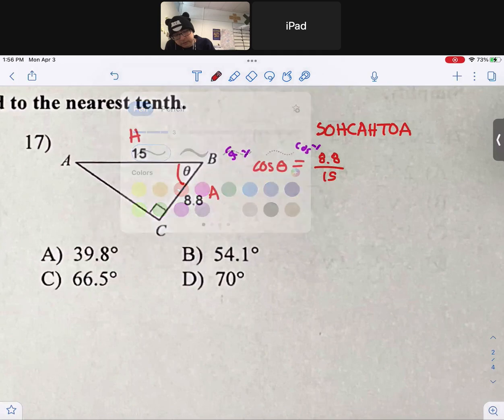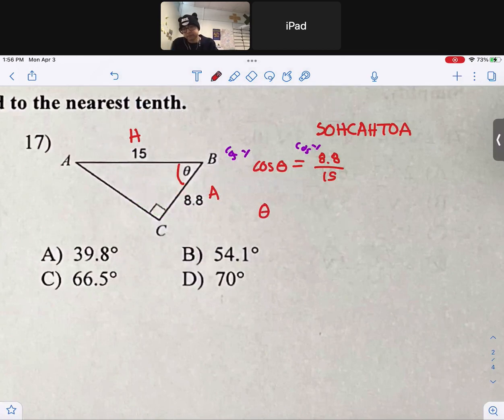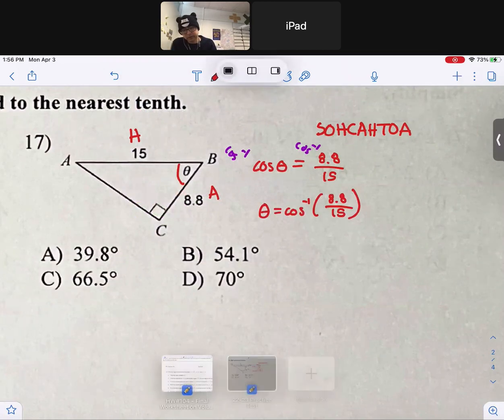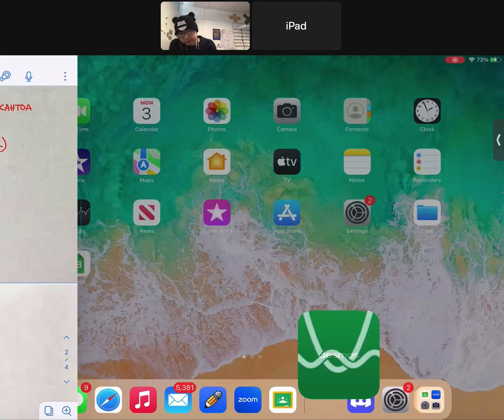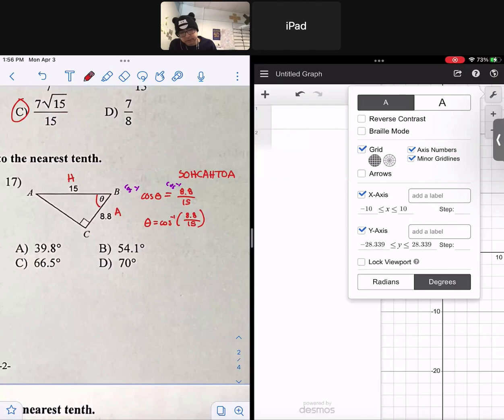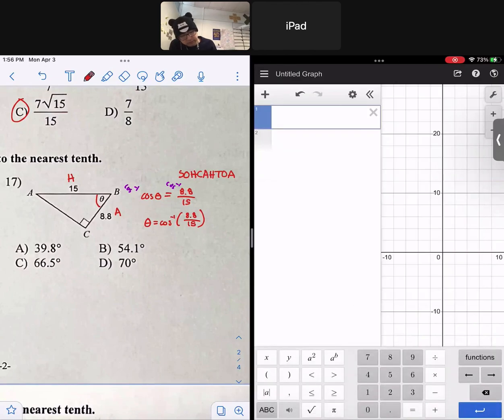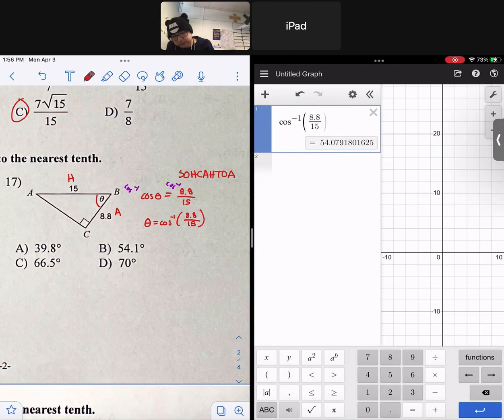Theta equals cosine inverse of 8.8 all over 15. And again, if we plug that into Desmos, make sure you guys are in degrees, right? Cosine inverse of 8.8 divided by 15, which is 54.07, which rounded to the nearest tenth is 54.1.